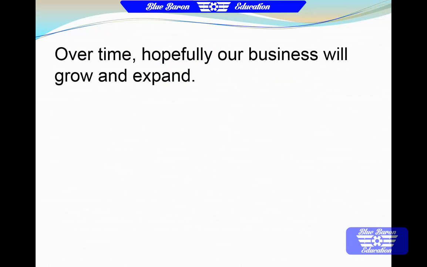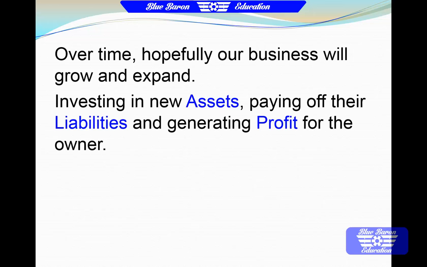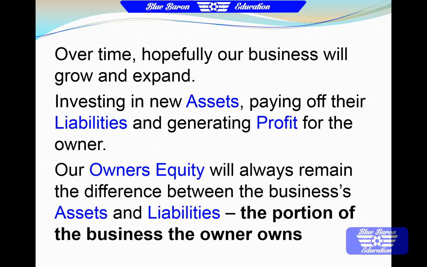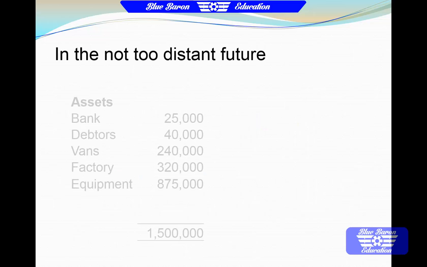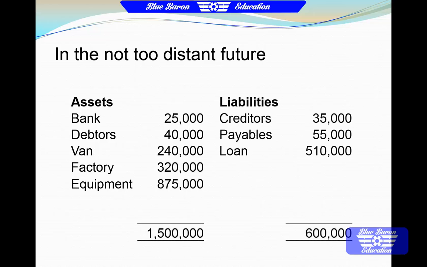As our business thrives, it grows and expands, we invest in new assets, we pay off our liabilities, and we generate profit for the owner. The owner's equity is still the difference between our assets and liabilities, the portion of the business that the owner actually owns. So now we've got assets worth $1.5 million. Our liabilities are now only $600,000. So our owner's equity becomes the difference between the two of $900,000.